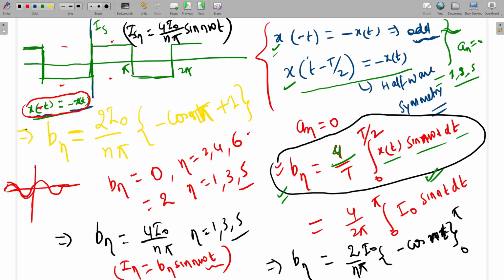x of minus t will do the mirror image. See, x of minus t means this will go to this side and this will go to this side. So this negative will come here. Similarly, x of minus t means we can say mirror image only. This will come to this side and this will come to this side. And we are multiplying by minus one.